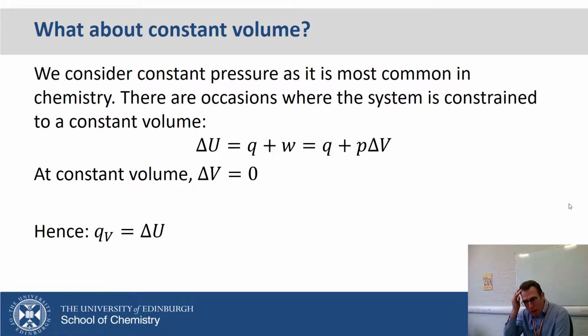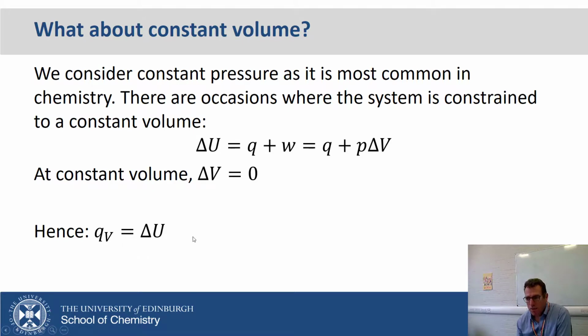One thing we need to check though is that the discussion so far was at constant pressure, but we can also have constant volume. So let's say we do the same kind of analysis where delta U is equal to Q plus W, but now we're at constant volume. The heat at constant volume will be equal to the change in internal energy. The heat at constant pressure was equal to the change in enthalpy.